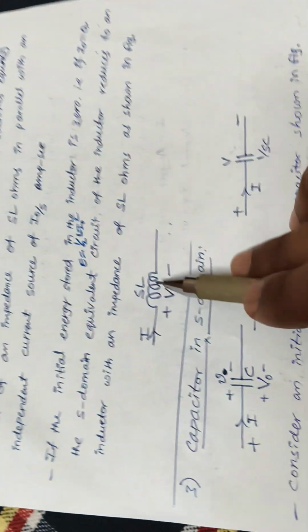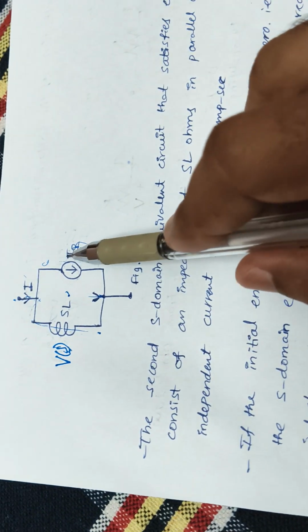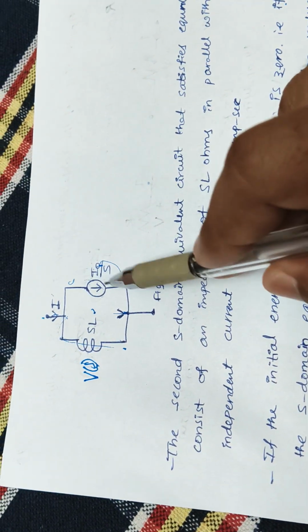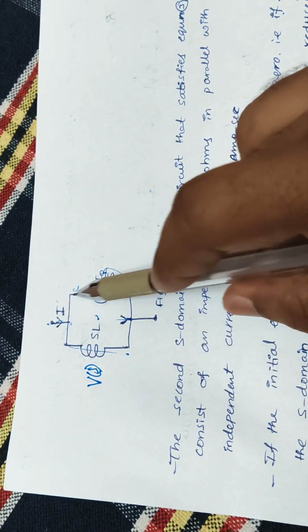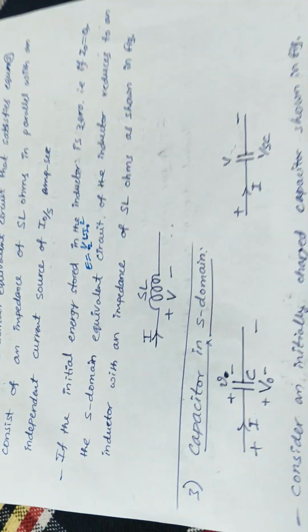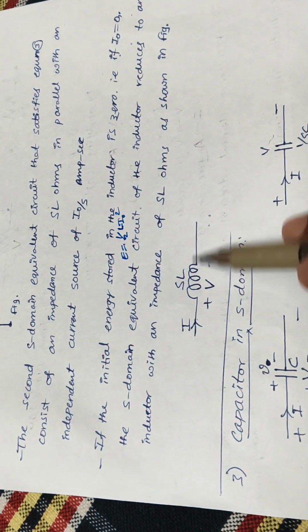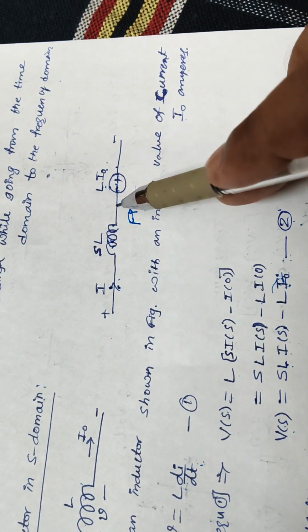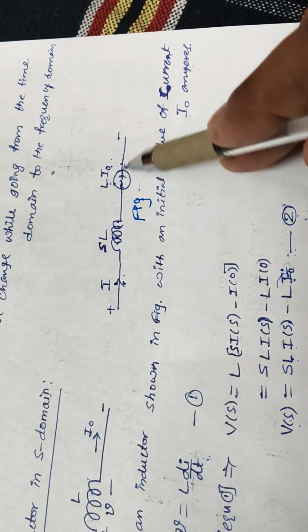If I naught is equal to 0, earlier we had here I naught by S in the parallel representation. This I naught becoming 0 means it will be an open circuit. Current equal to 0 means it is an open circuit. You have only the SL impedance. Even in the series representation, L into I naught, right? When I naught is equal to 0, it will become a short circuit.